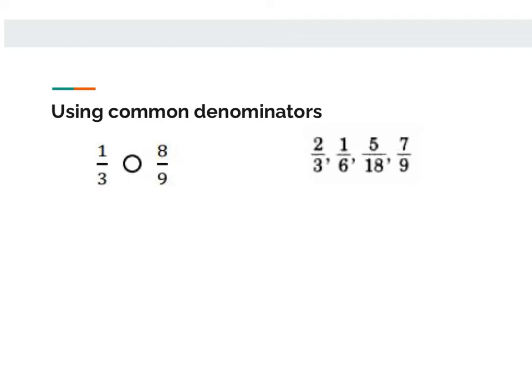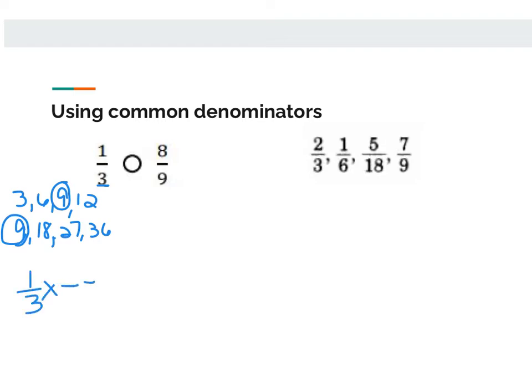And when we're using common denominators, we're trying to find the multiple that they have in common. So like for this one here, you have 3, 6, 9, 12. So you're skip counting by 3. And then I'm going to skip count by 9: 9, 18, 27, and 36. So if you notice, the common denominator, or the common multiple, is 9. So what I do is I'm going to take 1/3 times something that will give me a 9 as my denominator.